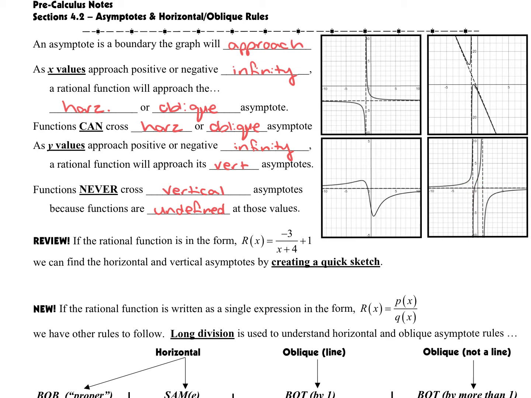Now, as our y values get bigger and bigger or smaller and smaller, as the top and the bottom, they're actually going to start to approach our vertical asymptotes. Functions can't cross the vertical asymptotes, however, because our functions are actually undefined at those values. That's what's going to create these vertical asymptotes. So it's important to keep that in mind as we start to work through this and not be surprised when we start to see graphs crossing horizontal and obliques, but never the verticals.